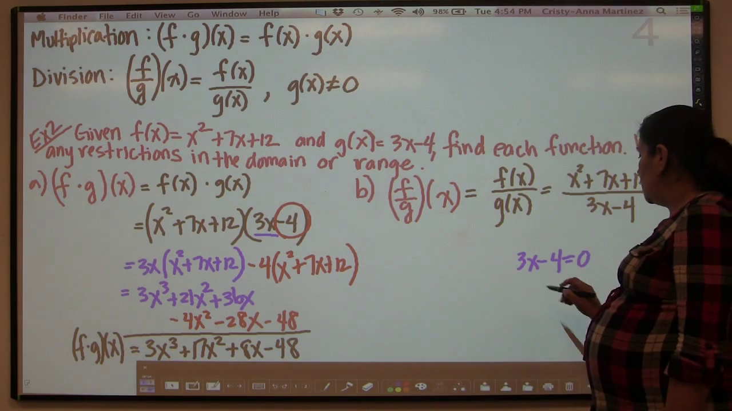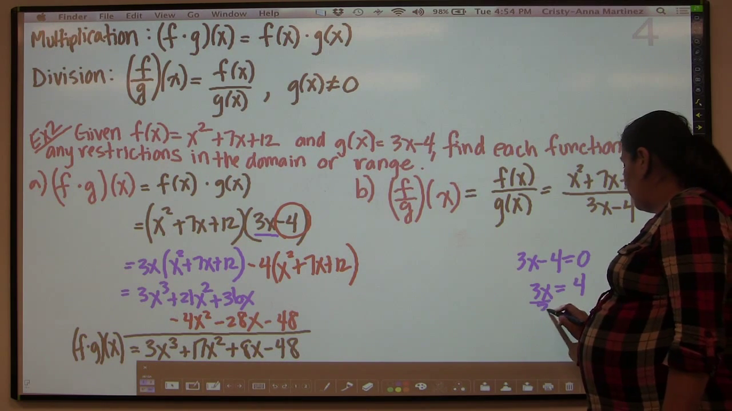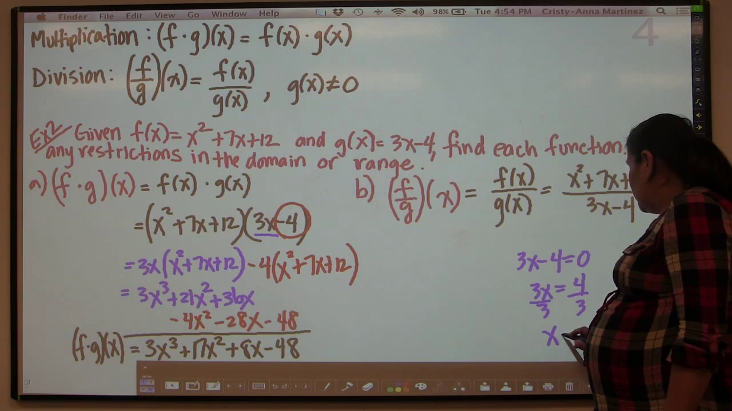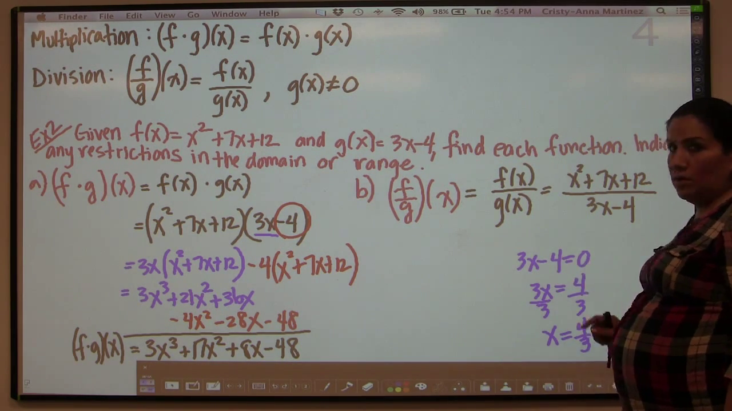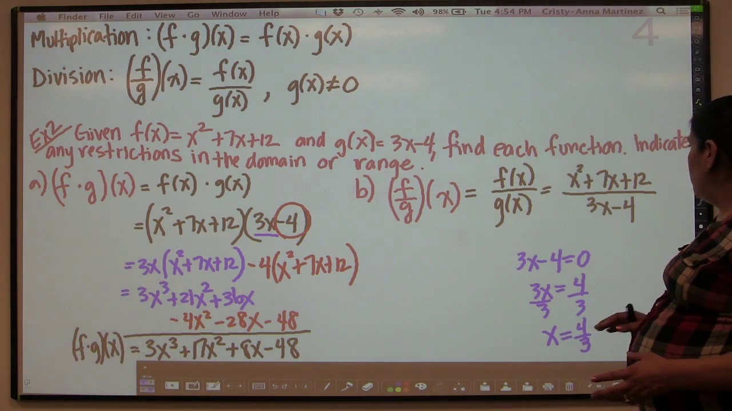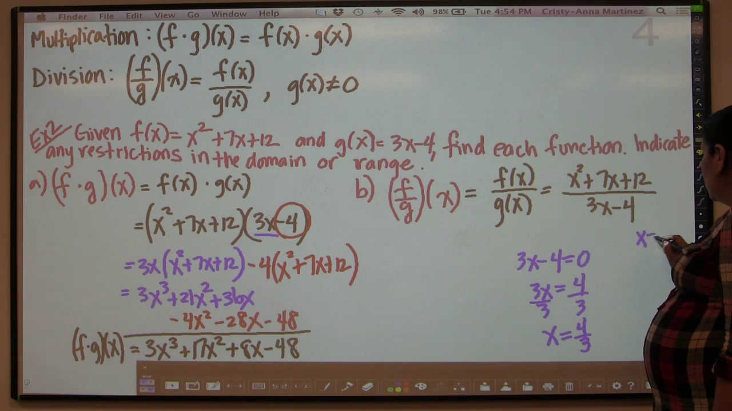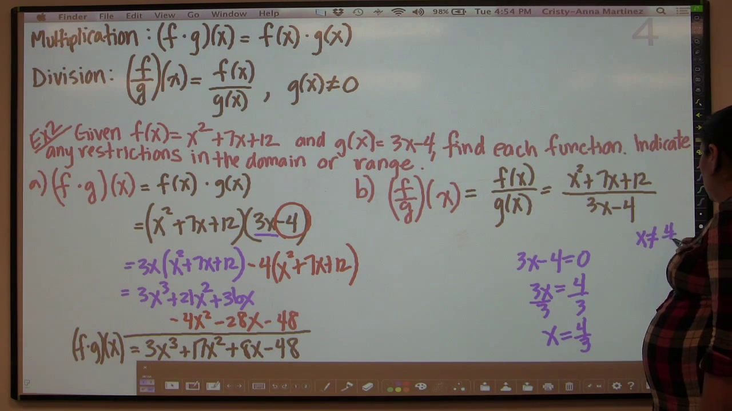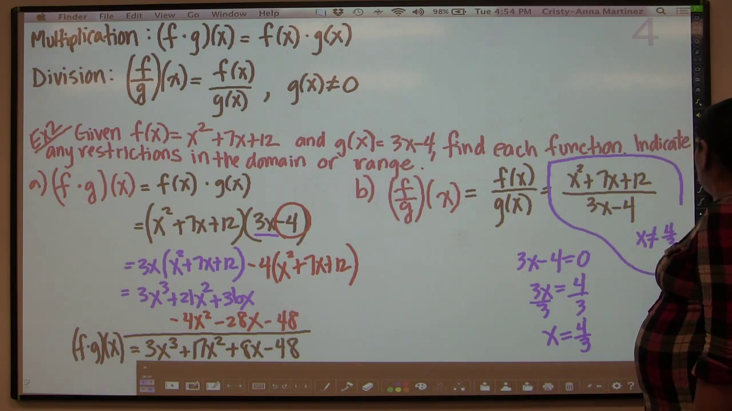So I solve this equation, and this equation will tell me that when I add 4 and divide by 3, when x equals 4/3, this expression will equal 0. And I don't want it to equal 0. So I have to restrict my domain and say that x cannot equal 4/3. So this would be my answer.